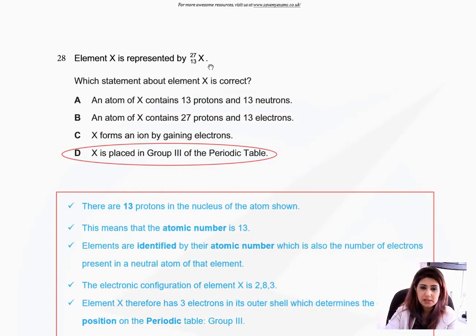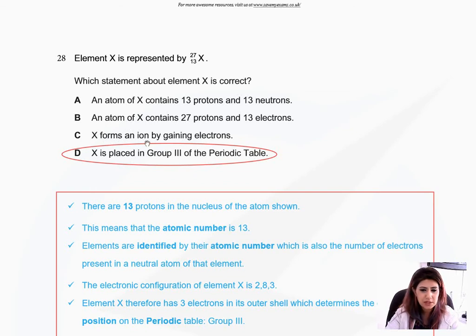So it says X, we don't know what it is, but I know it's 13, so I can figure out what the element is. If it is 13, the smallest number from the periodic table is aluminum, so that's aluminum. So this statement about aluminum is correct. And atoms of X contain 13 protons and 13 neutrons. Yes, 13 protons, agree. Neutrons will be 27 minus 13, that's 14, so that's wrong. Atom X contains 27 protons, completely wrong.